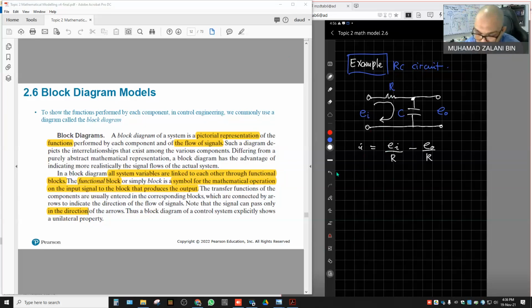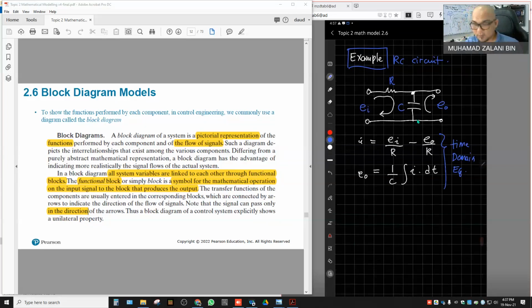All right. Now, how about the output part, the output loop? We can also write the equation of E naught, which is the voltage across the capacitor. So E naught equals 1 over C times the integration of current, dt. These two equations are the time domain equations.